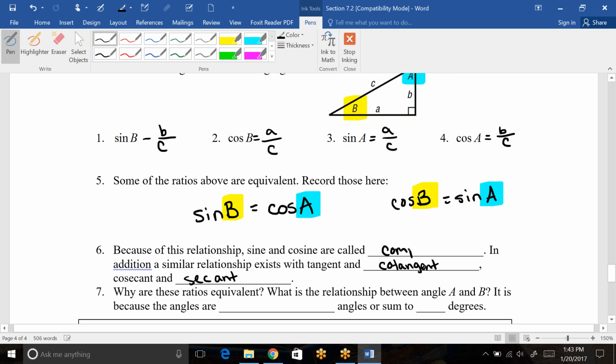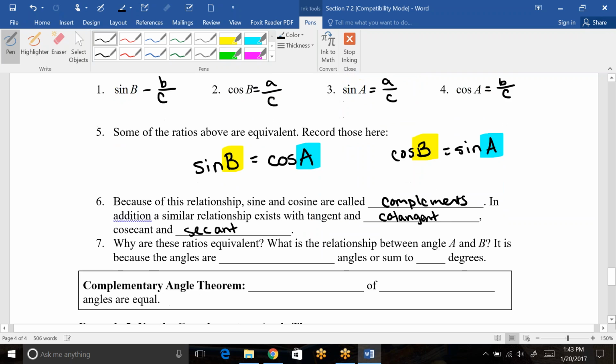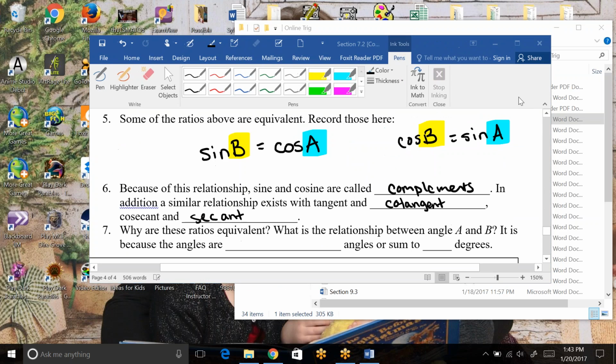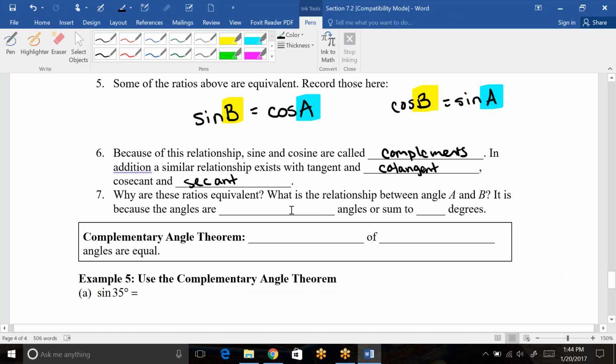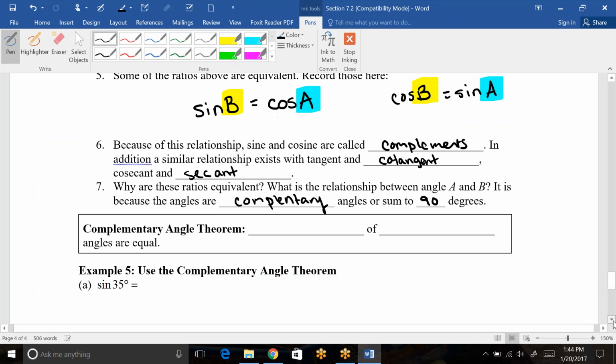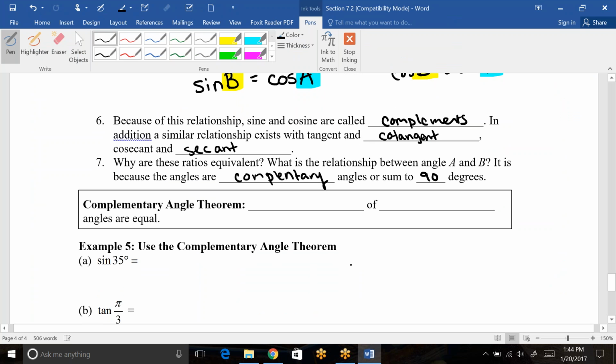I call these complements. I didn't write that in there. So why are these ratios equivalent? And, oops, sorry, minimized. What is the relationship between angles A and B? It's because the angles have to add up to 90 degrees, which makes them complementary angles. Complementary angles is a pair of angles that have to add up to 90 degrees. If you remember supplementary angles, that's another word you might remember from geometry, those had to add up to 180. So this is just kind of pulling back some of those old skills.